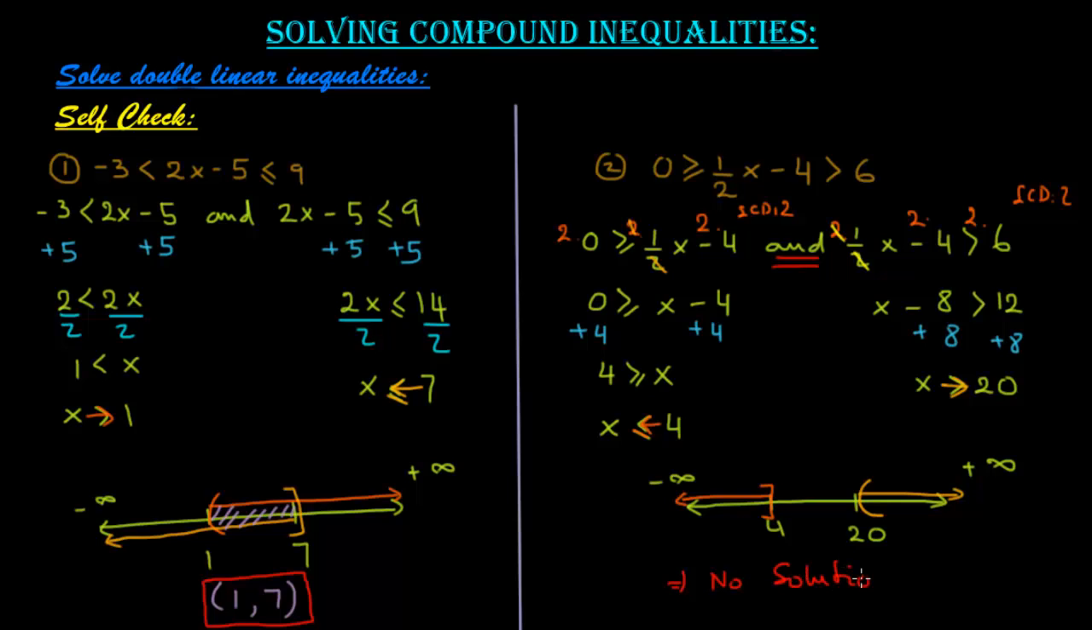No solution. Okay, if you solve with method 1, you probably don't see this case happen if you didn't cover x in the middle. And if you do that, you will see that 4 greater than 20 doesn't make sense, it is a false statement. That's why it's also no solution.